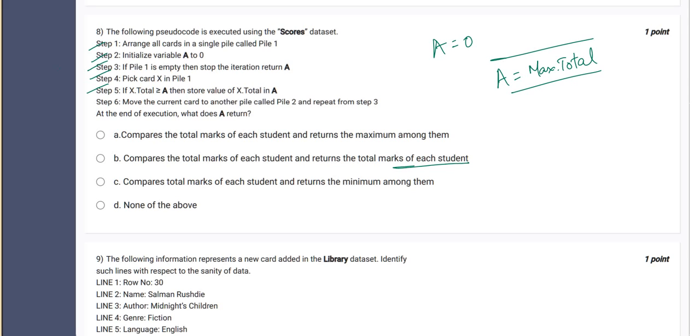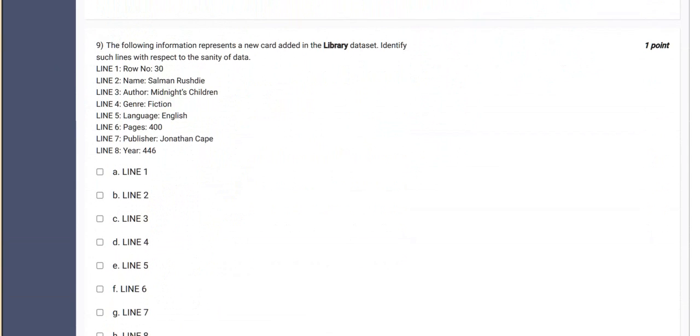It doesn't return the total marks of each student, right? Because we are checking for something called greater than or equal to A. Therefore, it returns the maximum, which is the topper, right? Now coming to question number 9.